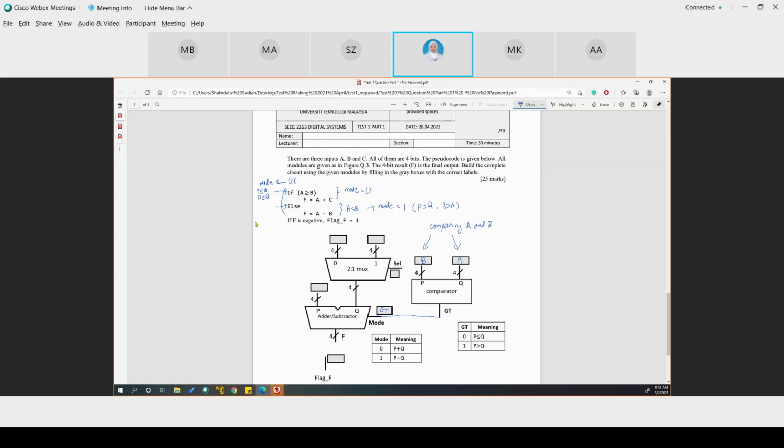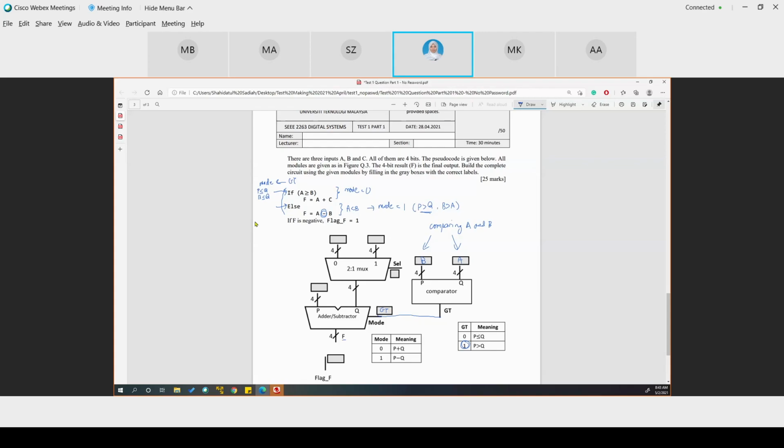Okay? It's also important to make P bigger, as plus or minus. So we need this mode to be 1 when subtracting.